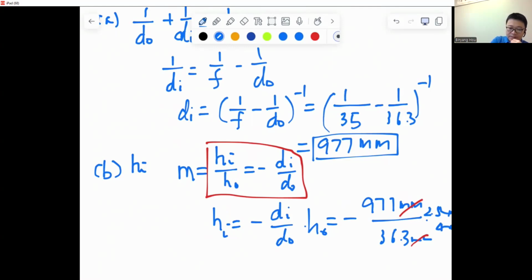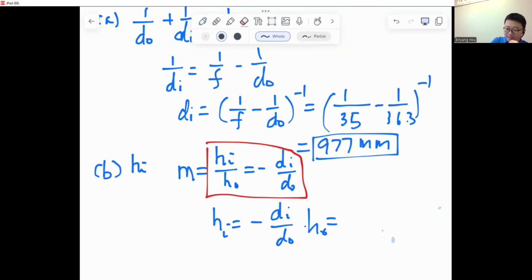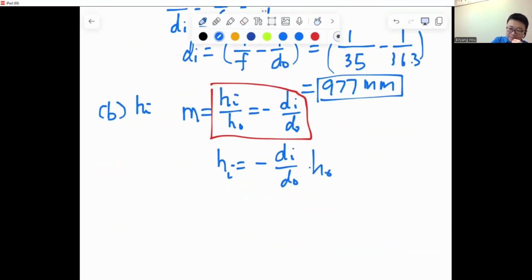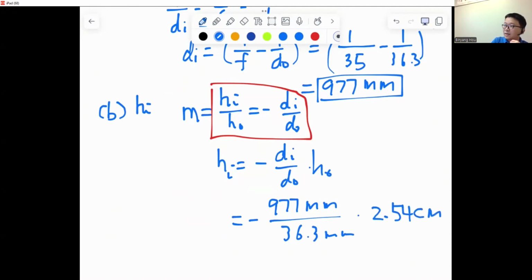It's a little bit messy there. Let me see, maybe I should just start a new line. All right, so minus 977 millimeters over 36.3 millimeters times 2.54 centimeters. So millimeter cancels, and the final answer will be just in centimeters. So this gives us minus 68.4, which is in centimeters.